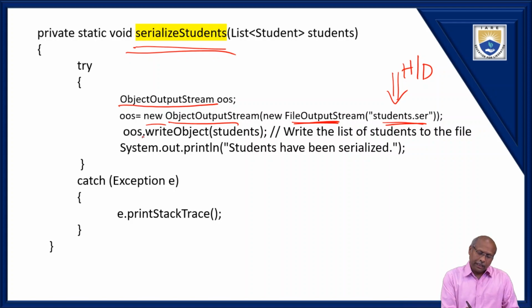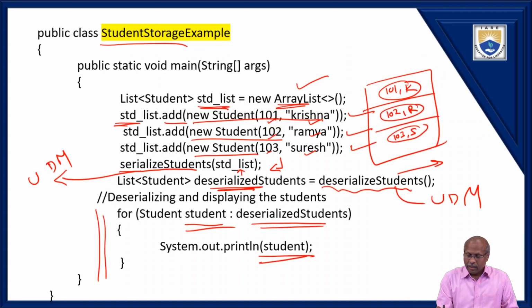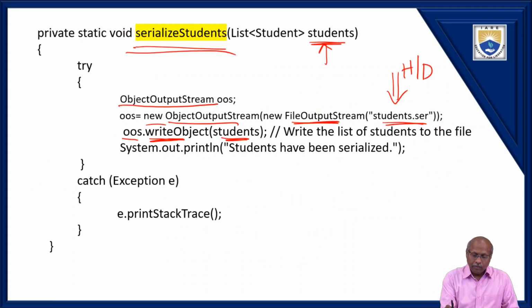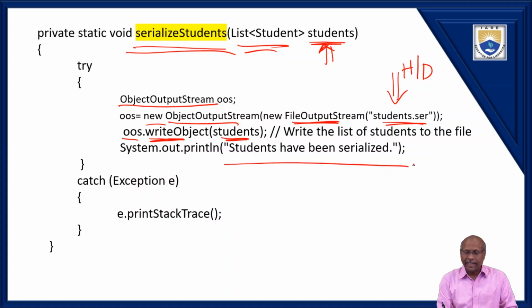Now oos is my object, and with oos.writeObject, the object will be written. Which object? Whatever object you have passed, meaning the list. In the student list you already have three students: Krishna, Ramya, Suresh. These three objects I am passing as a parameter, because we are passing the student list to that method. This list I am writing with writeObject. Whatever students you have passed, that is written. So the students are serialized, that means stored in this file. If it is not able to store, then catch the exception. Where are you calling it? You are calling it in the main method, that is why it is static.